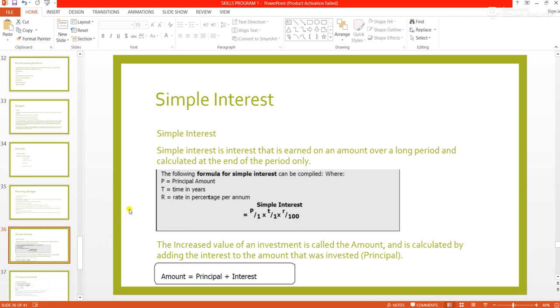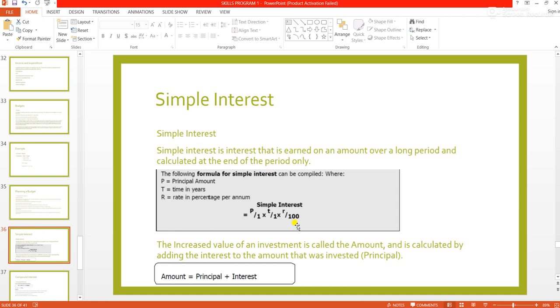It's in slide 36. So this is totally different compared to what we were doing earlier. Simple interest is interest that is earned on an amount over a long period and calculated at the end of the period. We have a formula for that, and the formula is P times T times R, divided by 100, where R is your interest rate. So this is your formula for simple interest.